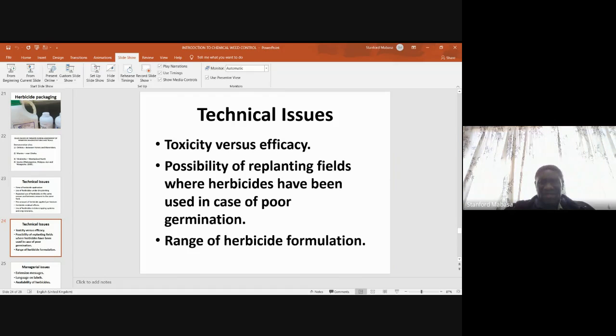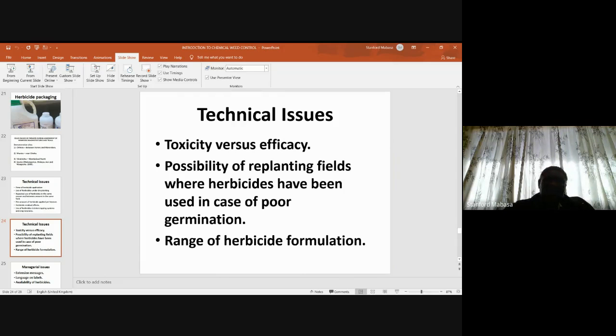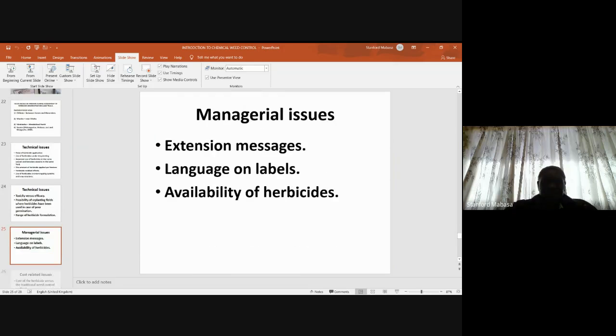Technical issues, toxicity versus the efficacy. They were wondering whether the most poisonous herbicides could be probably the ones which are very effective. If there is herbicide failure in controlling weeds, can they replant these fields? Then the range of herbicide formulations, liquids or granules, probably they want the granules.